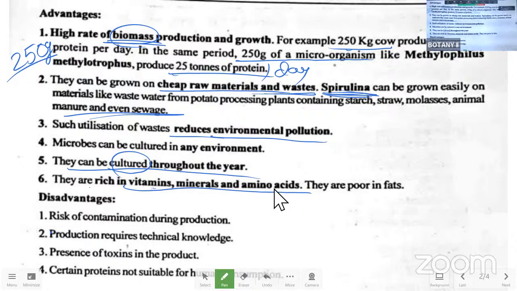Now the disadvantages. What are the disadvantages? Whenever we are growing them, there is a risk of contamination. There is a chance of contamination.